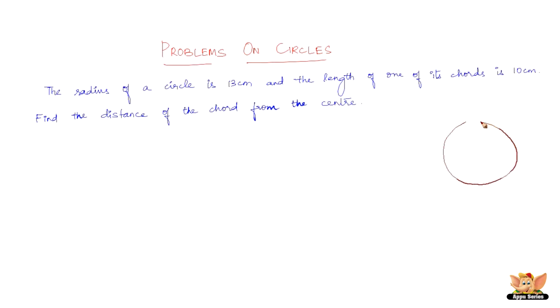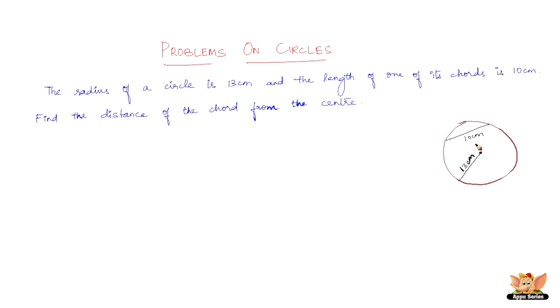We have a circle of radius 13 centimeters. So let us draw a center point of the circle, the vertex. So now let us draw the radius as 13 centimeters. Now it also says that the radius of a circle is 13 centimeters. We've done that. And the length of one of its chords is 10 centimeters. Now we can draw this chord wherever we want in the circle. Say for example, we can draw it here and say it is 10 centimeters.